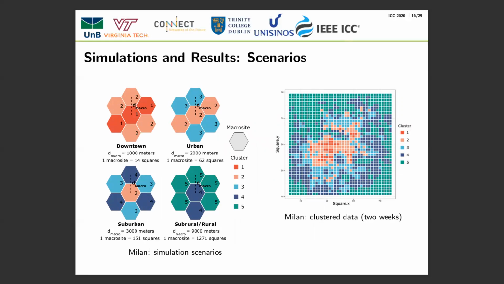This figure illustrates how we divide the simulation of Milan city center into four smaller simulations, with characteristics from downtown, urban, suburban, and sub-rural. For the simulation of the downtown region, the distance between macrocells is set to 1 kilometer. For urban, 2 kilometers. For suburban, 3 kilometers. And for sub-rural, 9 kilometers. For each simulation, the behavior of the RHs in each macrosite follows the behavior of each cluster, as illustrated in this figure.